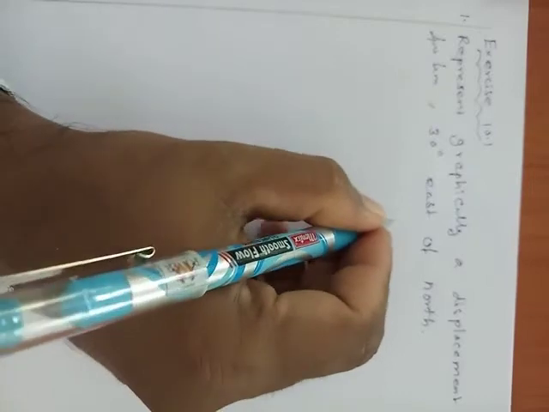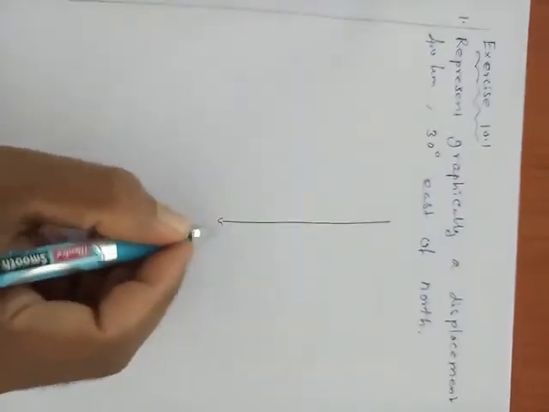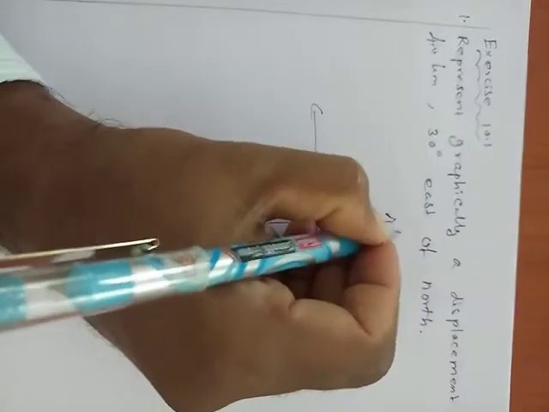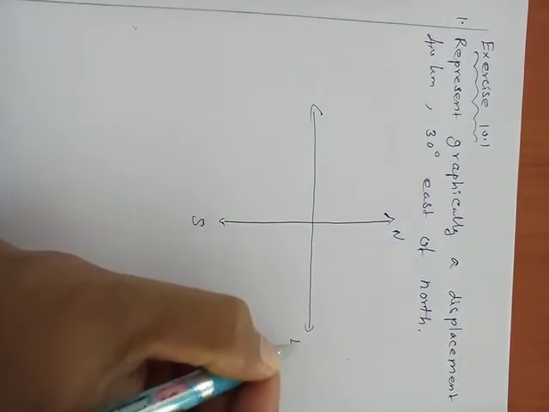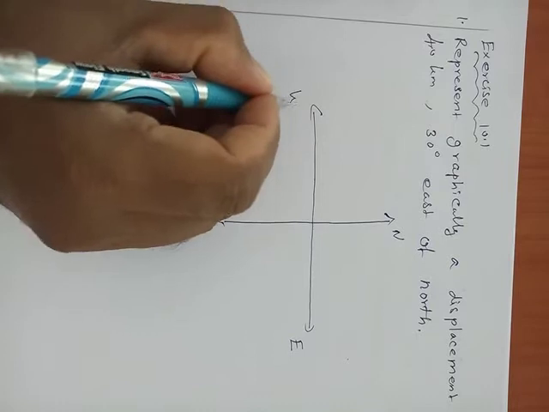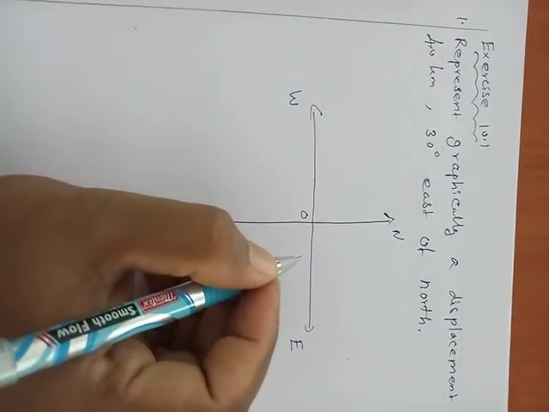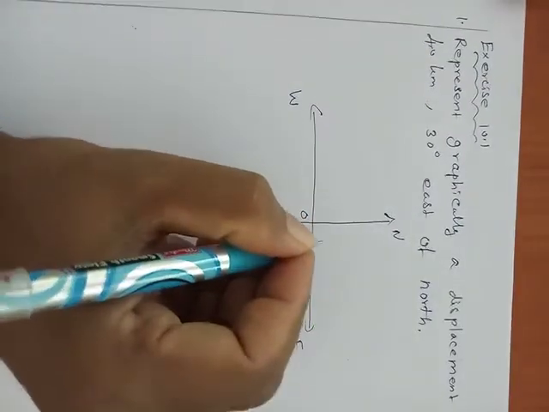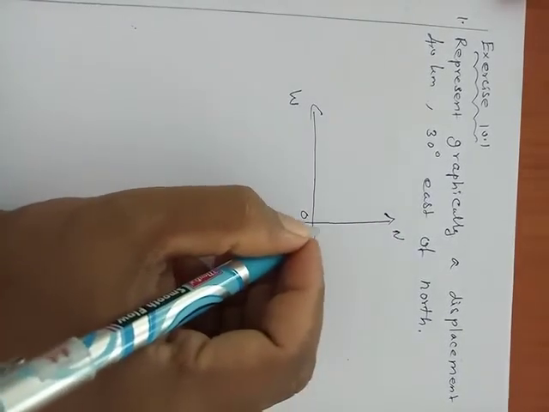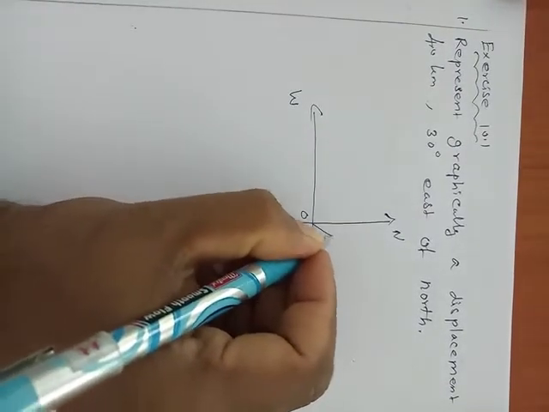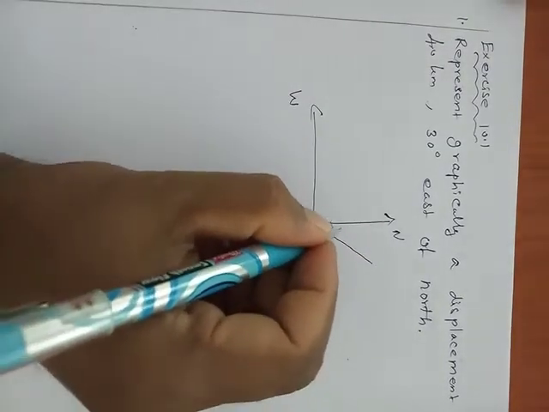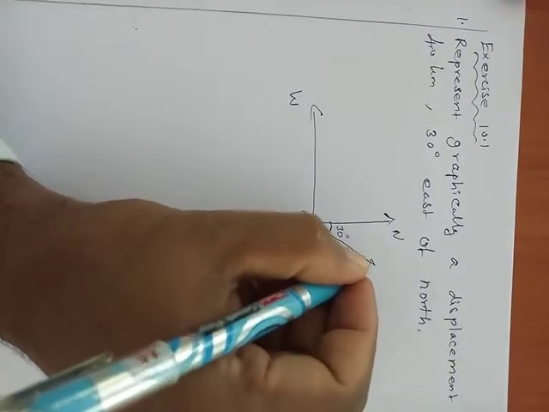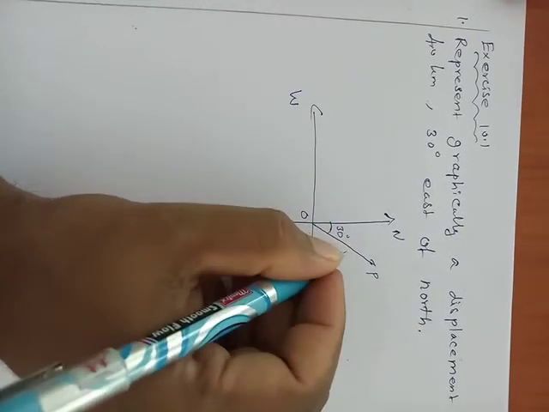First take the directions. This is north, south, east, west. First the directions. 30 degree east of north. East of north means from north 30 degree to east. This is 30 degree. This is the vector. Now the displacement, this is P, OP, this displacement is 40 km.